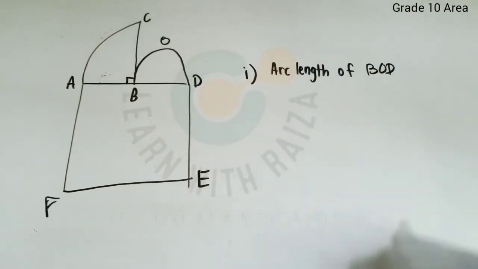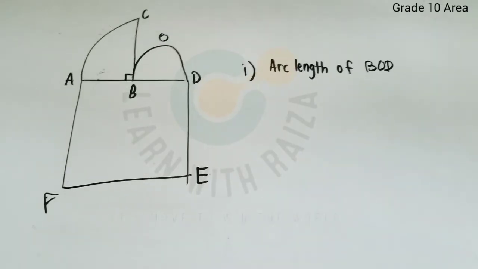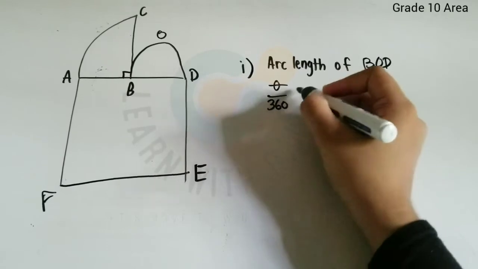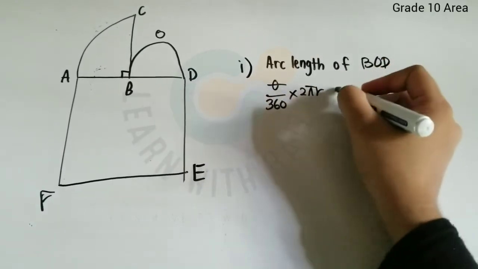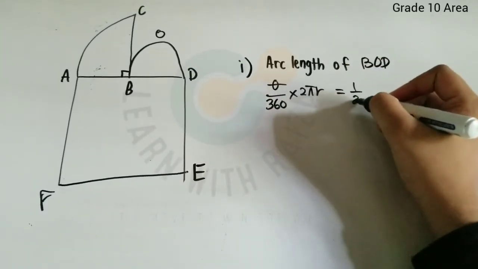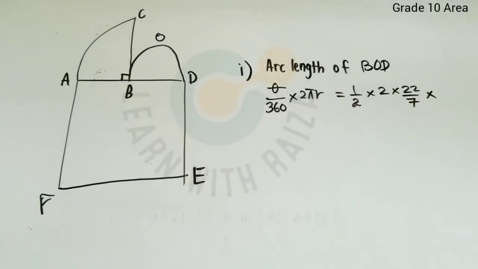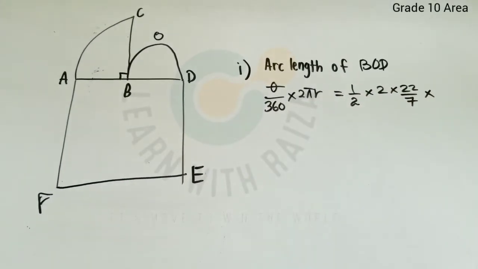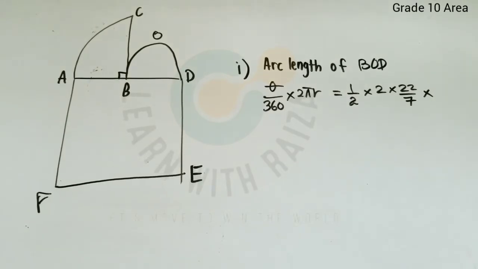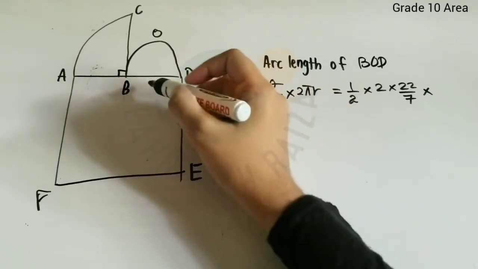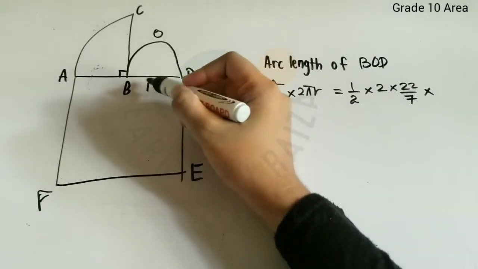So how do you find the arc length? What's the arc length equation? Yeah, it is actually theta upon 360 into 2 pi r, arc length equation. So theta is semicircle, so half into 2 into 22 upon 7 into, now the radius should be considered here. Actually they have given just BD only. Now in this question they have not given the value, so we have to put some values, right? So we'll take here this one as it's a square, right?